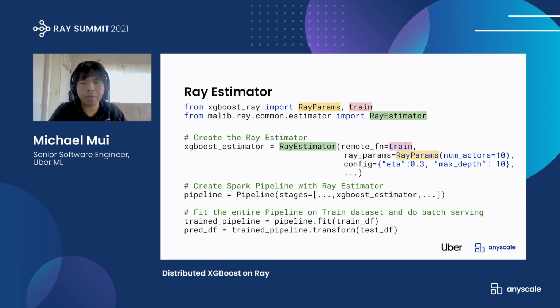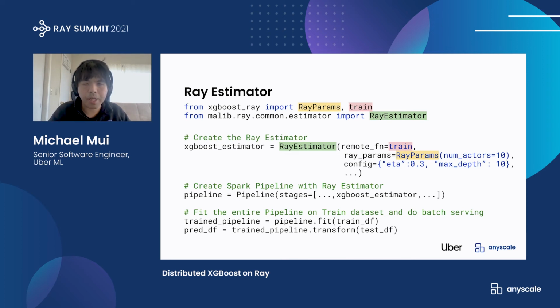This is what we call the XGBoost-Ray estimator, which is an API built on top of the Spark estimator framework that takes in XGBoost-Ray's train function and fits it directly on a Spark data frame. We will soon see that instead of XGBoost-Ray's train function, the Ray estimator should be able to take in any arbitrary function to be executed remotely on the Ray cluster. But for now, we'll just use XGBoost-Ray's train function as an example to start.